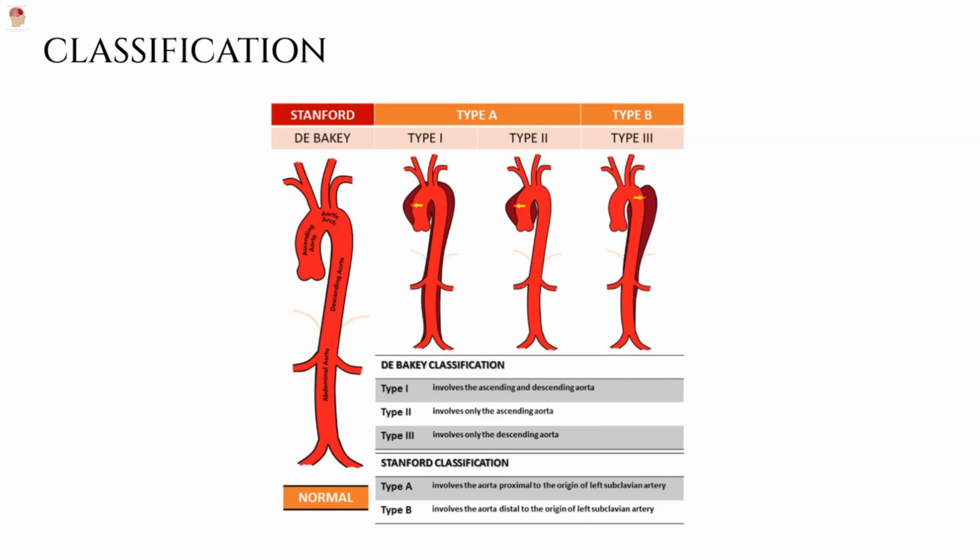Similarly, the DeBakey classification is type 1, type 2 and type 3. In type 1, it involves the ascending and the descending aorta. Type 2 involves the ascending aorta, and type 3 involves the descending aorta.